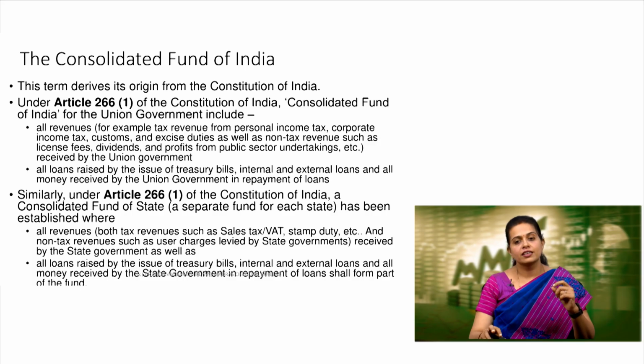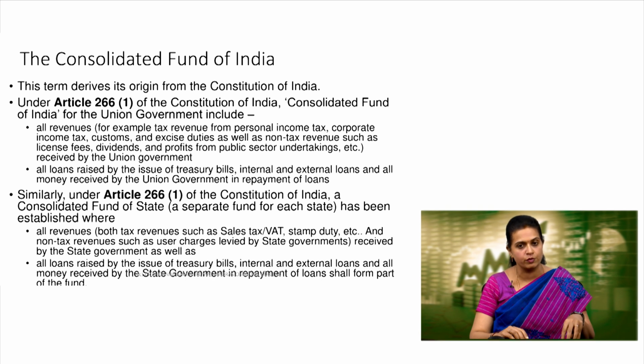So, Article 266(1) of the Constitution of India says the Consolidated Fund of India comprises all revenues, both taxation and non-tax revenues, that are received by the Union government, and all loans raised by the issue of treasury bills, internal and external loans, and all money received by the Union government in the repayment of loans. So, all of these funds together constitute the Consolidated Fund of India.